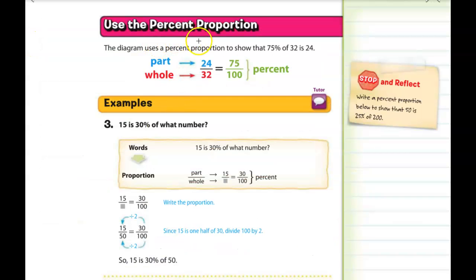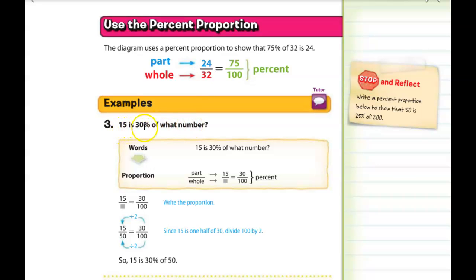Okay, when we're using a percent proportion, we just set up the fraction that we know, and then we set up whatever the percent is over 100. Okay, so in this diagram, 24 30-seconds is equivalent to 75%. So 24 is 75% of 32. Okay, so let's go ahead and do the same thing for 15 is 30% of what number?